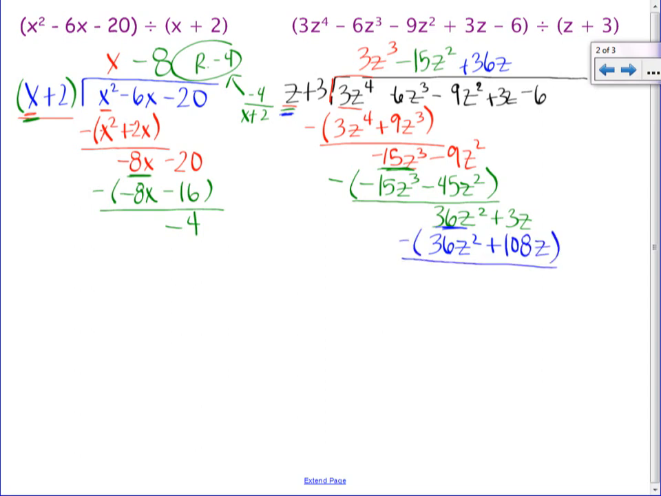Okay, subtract everything there. We're almost done. What do we got on here? Negative 105z, and we drop down that last one, minus 6. And we are trying to get this first one to look like this first one. Okay, minus 105. Take that times the beginning, negative 105z minus 315. Subtract the whole thing, and we'll get our remainder, which is what? 309.